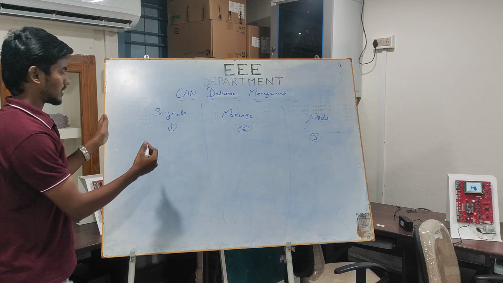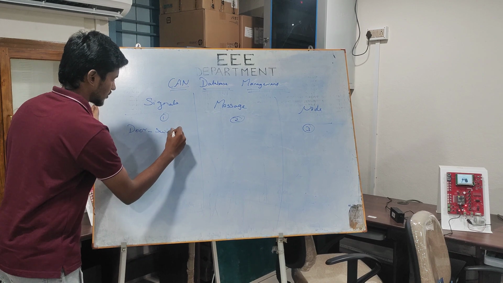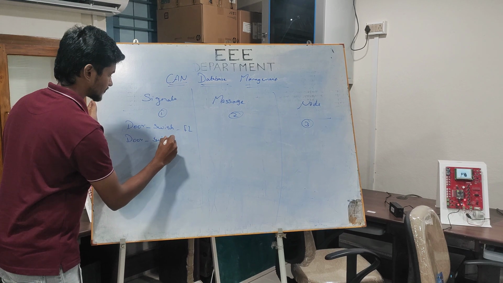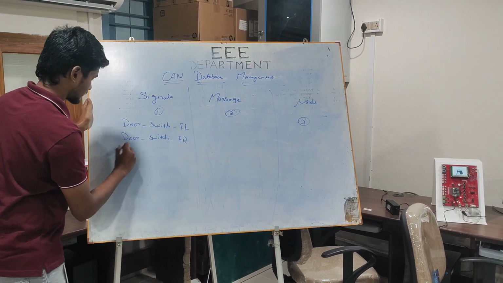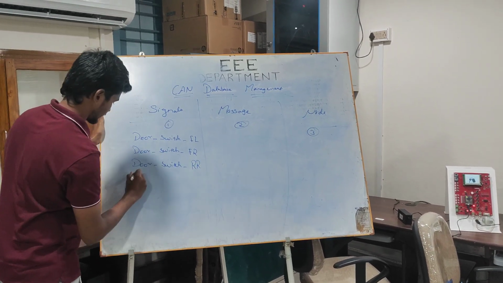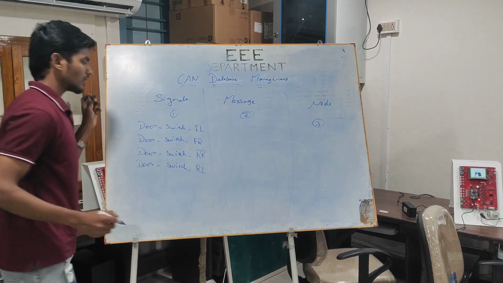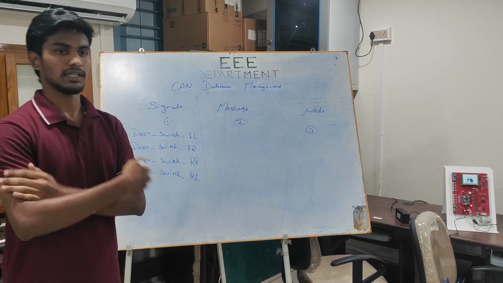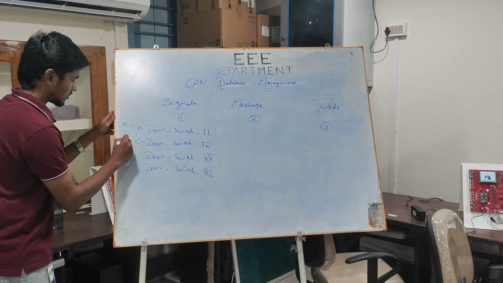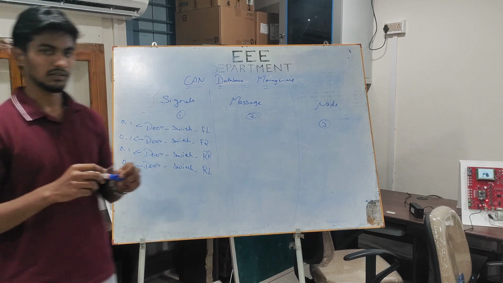Here we are having some signals like a door switch for FL, door switch for FR, door switch for RR, and door switch for RL. So here we are having 4 door switches. These switch values are giving 0 or 1. So the values are 0 or 1, correct?